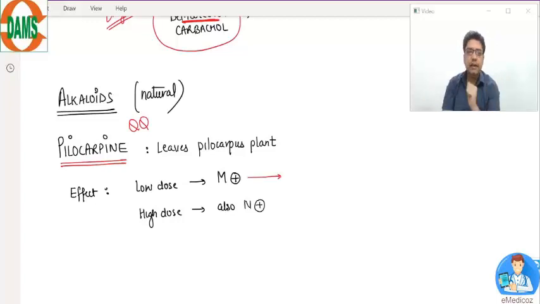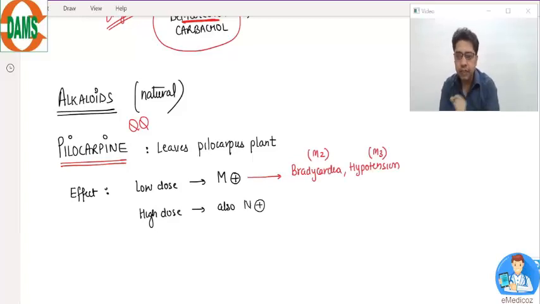in low dose, when you give pilocarpine it will lead to bradycardia and hypotension. Can you tell me why? By which receptor? I hope you remember this part. Why bradycardia? Because of stimulation of M2 receptor. Why hypotension? M3, nitric oxide, vasodilatation. Agreed? But in high dose, it produces tachycardia.